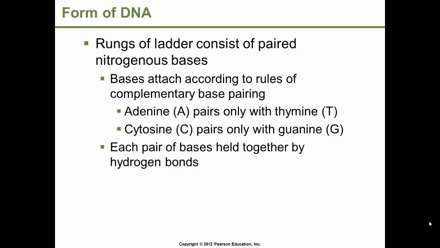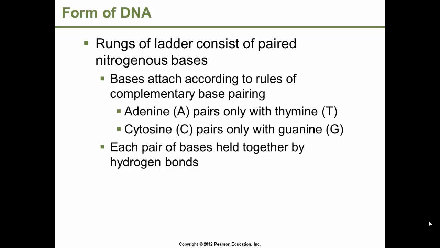The rungs of the ladder consist of paired nitrogenous bases. Bases attach according to the rules of complementary base pairing. Adenine (A) pairs only with thymine (T), cytosine (C) pairs only with guanine (G), and each pair of these bases is held together by hydrogen bonds. Our genetic information is encoded in the exact sequences of bases, which vary between us as individuals.